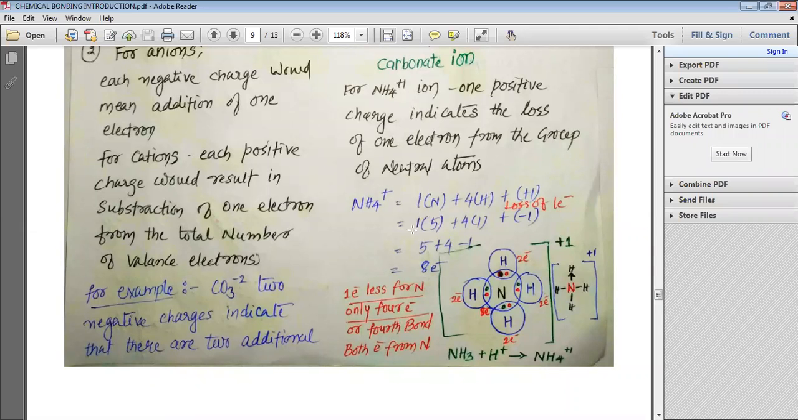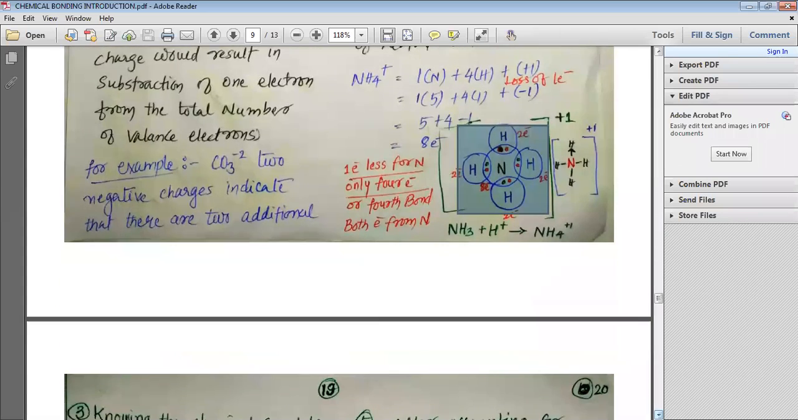So 1 into 5, because nitrogen has got 5 valence electrons, hydrogen has got 1 electron and there are 4 hydrogen, so it is 4 into 1, and the loss of 1 electron, that is -1. So 4 plus 5 plus 4 minus 1, that is total 8 electrons should be present here in this case. So now instead of 9 electrons, the NH4 plus would have only 8 electrons, and you can see we can count these 8 electrons: 1, 2, 3, 4, 5, 6, 7, 8. So this is how we understand.